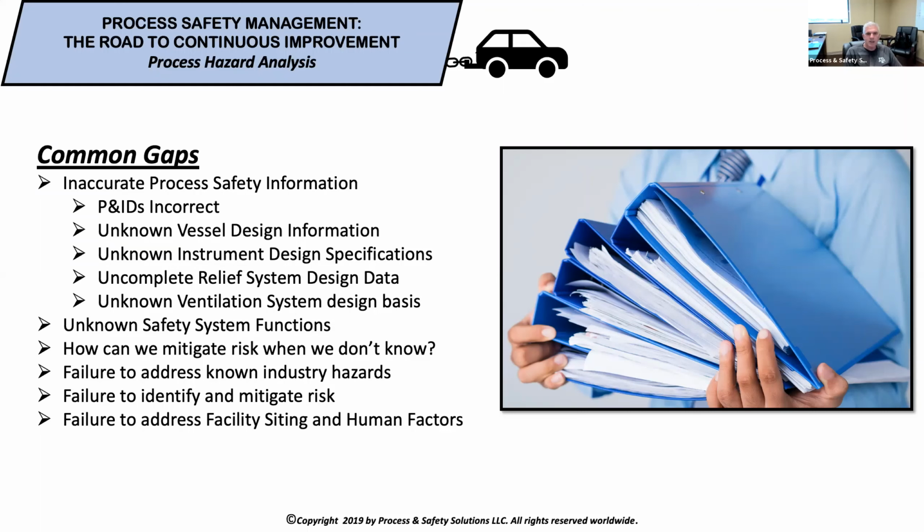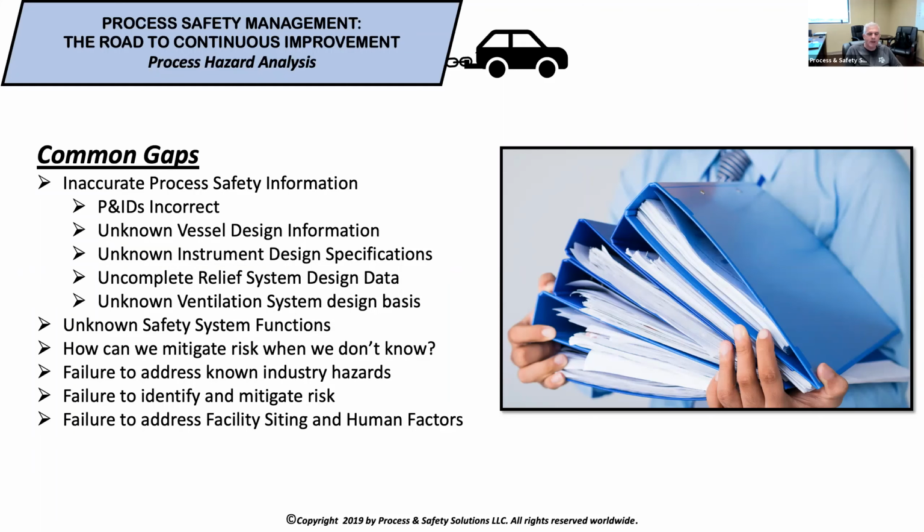The next thing is the failure to identify and mitigate the risk. If we don't have the right people in the PHA, for example, we might not even identify all of the hazards. And of course, if you can't identify hazards, then obviously we're not doing a good job in our PHA. Secondly is mitigating the risk. Even if our team identifies a hazard in our PHA, making sure that we've taken the right steps to mitigate that risk is important as well.